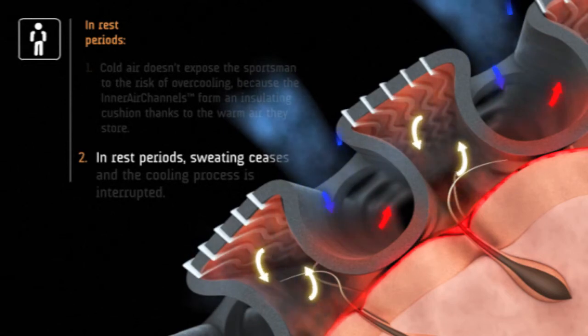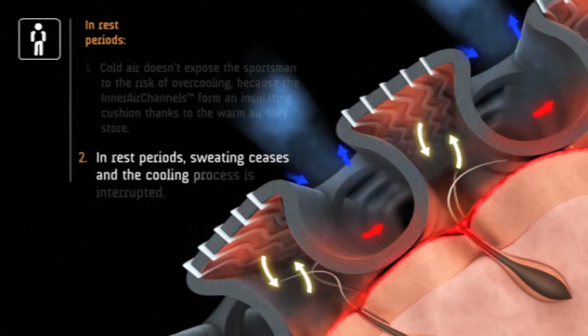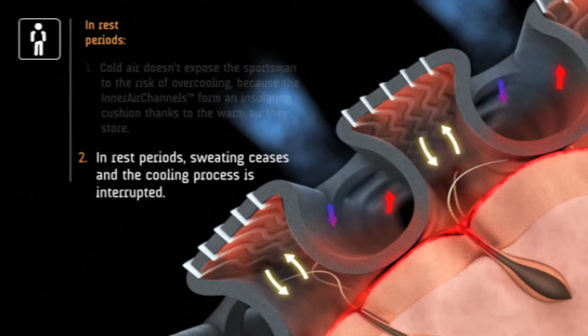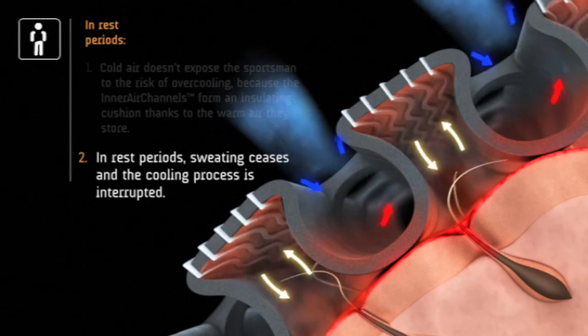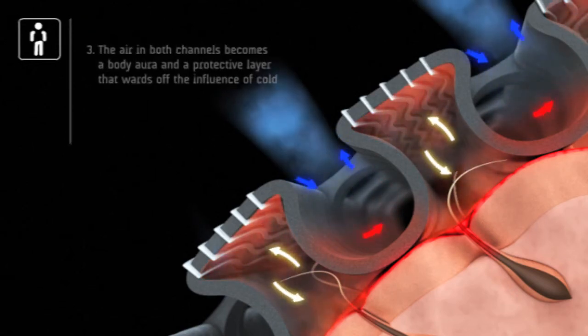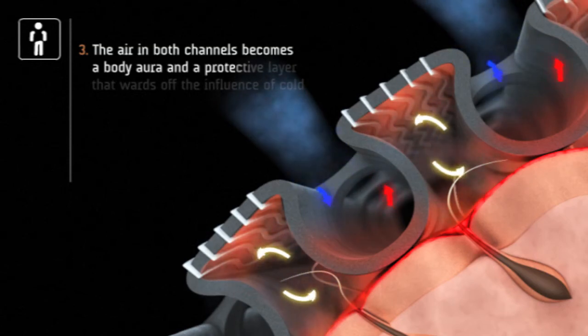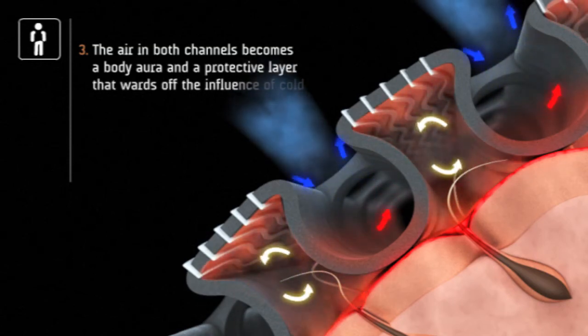In rest periods, sweating ceases and the cooling process is interrupted. The air in both channels becomes a body aura and a protective layer that wards off the influence of the cold.